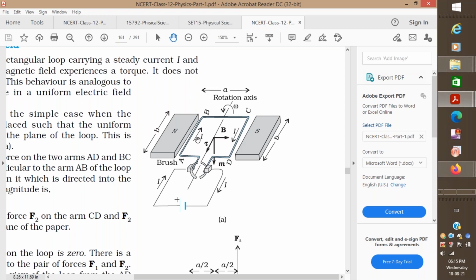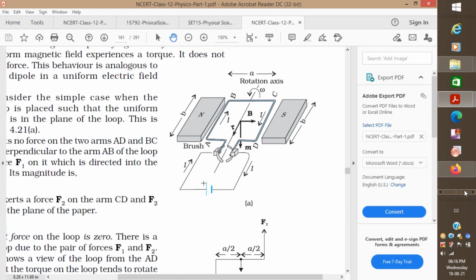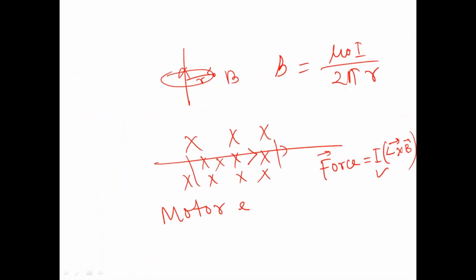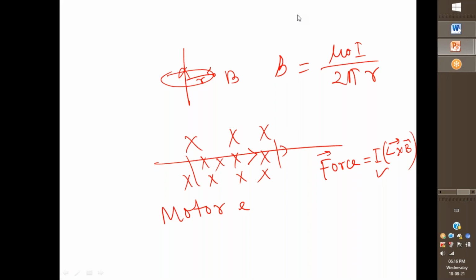In this particular arrangement, the plane of the loop is in the direction of the magnetic field, or I can say the magnetic field is in the plane of the loop. So what happens when current starts flowing through the loop? These two arms of the rectangular loop, AB and CD, will experience a certain force, which can be obtained using Fleming's left hand rule.